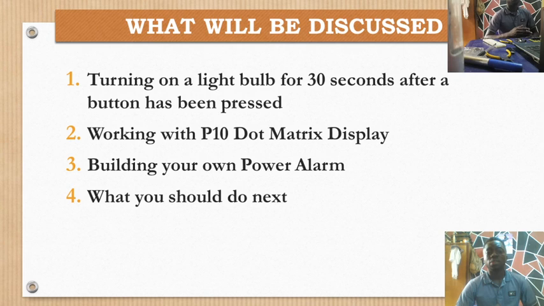Number two, the second thing we're going to discuss is working with a P10 dot matrix display. How we can program a dot matrix display, how we can write something on the display, and if possible we'll play around the display with a Bluetooth Android application, if time permits. The third thing is building your own power alarm. I will not be building a power alarm, but I will make use of an existing one, the one I built maybe 2 years ago. I'll use the power alarm as an example, and I'll give you the list of components I used, and I'll explain the code, how it works, everything about it.